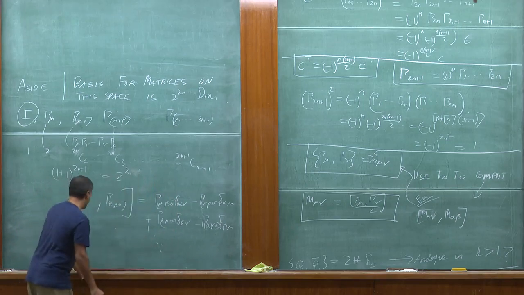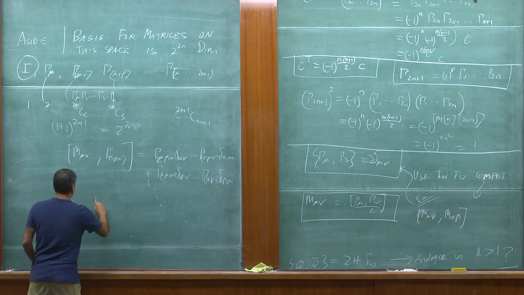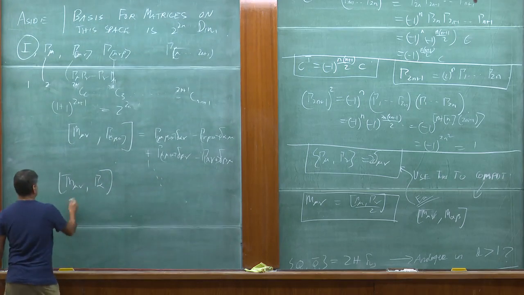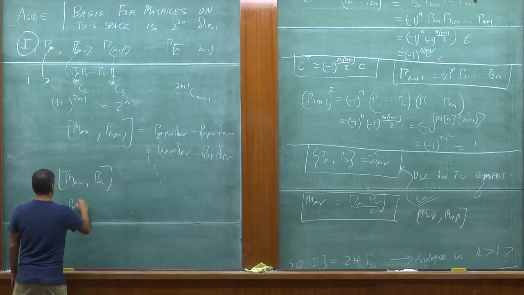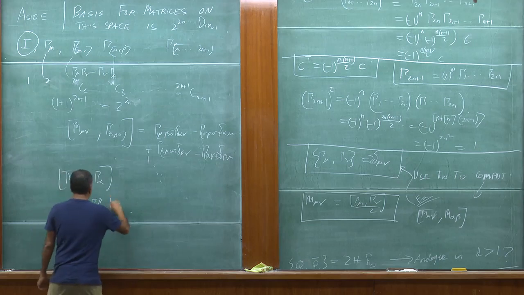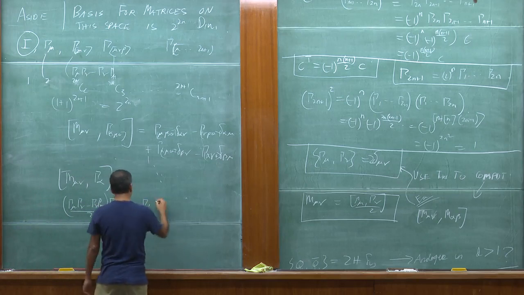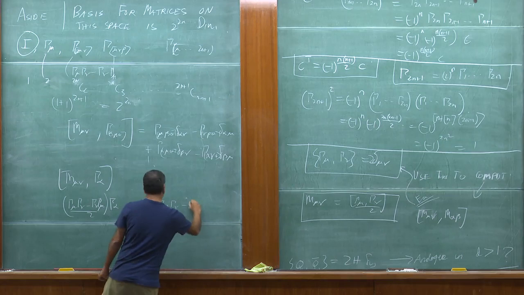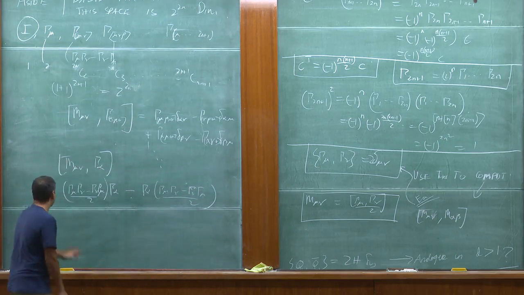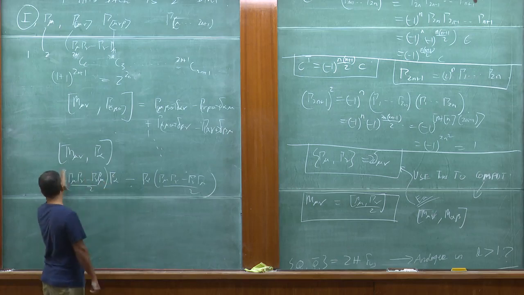Since we have questions about this, let me do the simplest one. Let me compute the commutator of M mu nu with gamma alpha. So this is gamma mu gamma nu minus gamma nu gamma mu by 2 times gamma alpha minus gamma alpha times gamma mu gamma nu minus gamma nu gamma mu by 2. This is what it means. Now, the strategy we're going to use is the following. In this term, we'll take the gamma alpha through here.